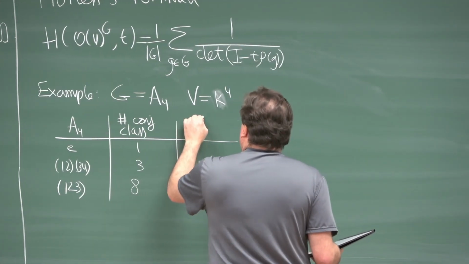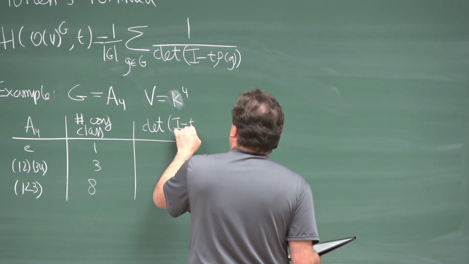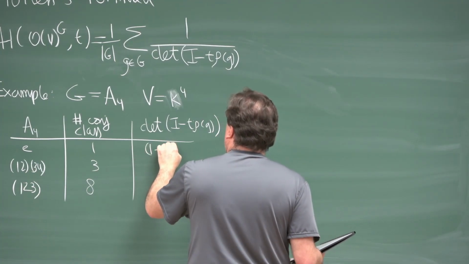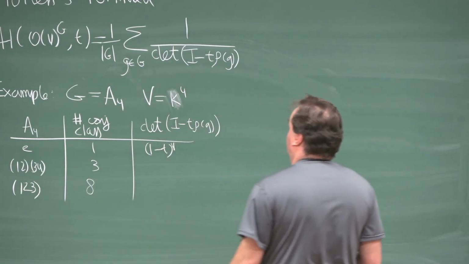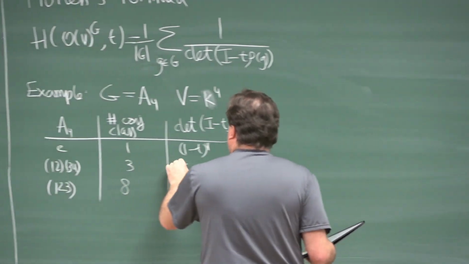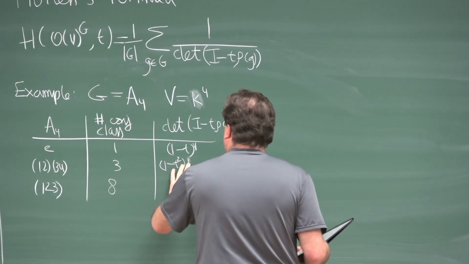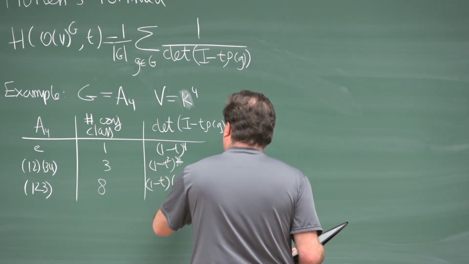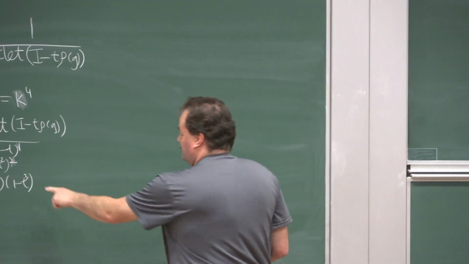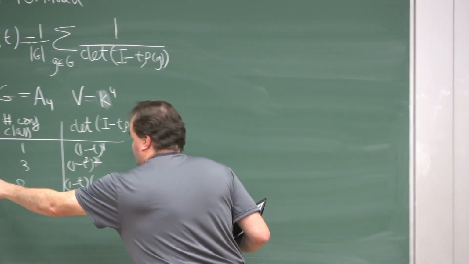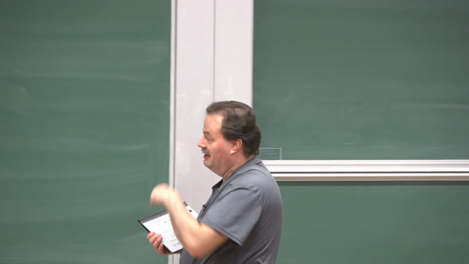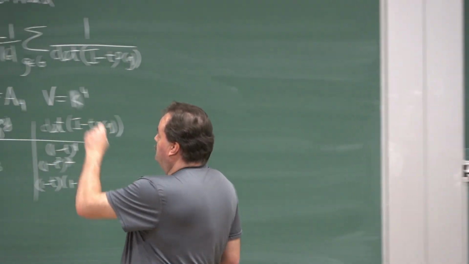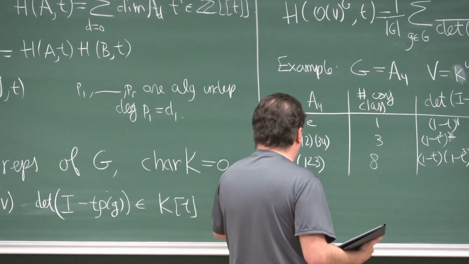And so then if you look at the determinant of I minus t rho g, this is just (1 minus t) to the power 4, because it's just 1 minus t times the identity matrix. This is (1 minus t squared) squared, and this is (1 minus t)(1 minus t cubed). So these exponents are exactly the lengths of all the cycles that appear in the representation, because that's always the case for a permutation representation. And so then we get the following formula in this case.